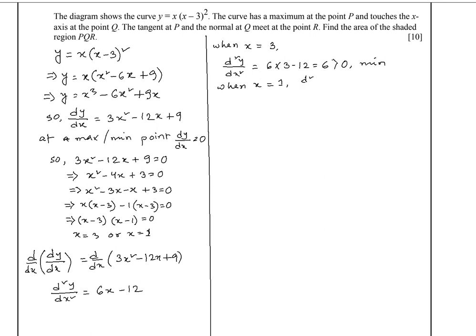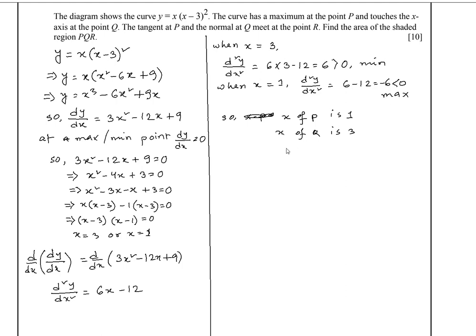So when x equals 1, our d squared y over dx squared is equal to 6 minus 12, which is negative 6, that is less than 0. So since the second order derivative is less than 0 using the x value of the stationary point, we can say at x equals 1 we will have the maximum point. So we can say the x coordinate of P is 1 and the x coordinate of Q is 3.